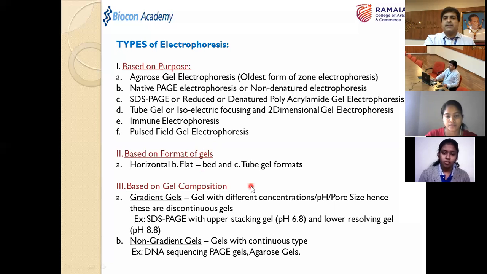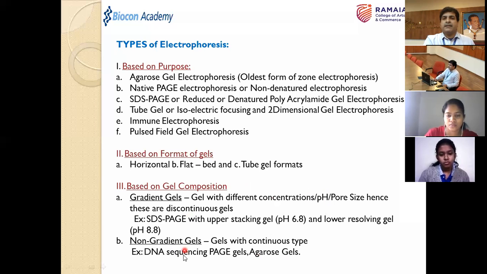Okay. Then based on the gel composition, agarose gel electrophoresis is uniform, but in an SDS gel, if you see, there are distinct regions within the gel. They may be different with respect to concentration of the polyacrylamide and with respect to the pH or pore size. So within the gel, they may differ with respect to different parameters, and in such cases, those types of gels are known as gradient gels. There's a gradient, okay? And non-gradient means the gels are continuous, as I said, like agarose.